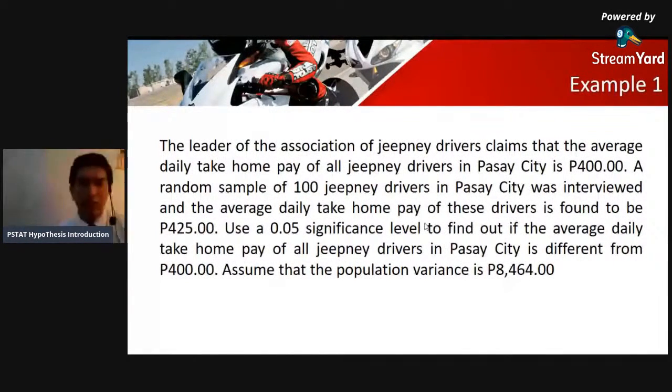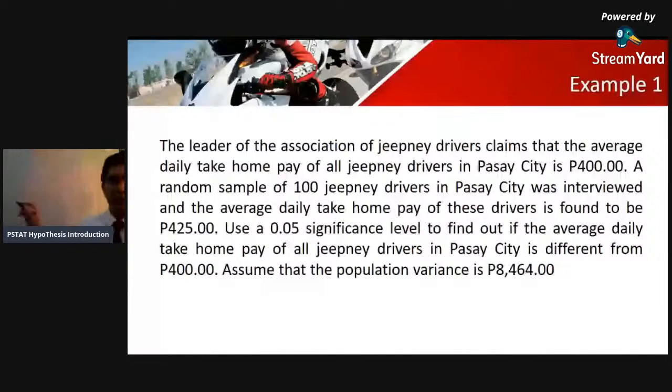A random sample of 100 jeepney drivers in Pasay was interviewed, and the average daily take-home pay of these drivers is found to be 425. Use a 0.05 significance level to find out if the average daily take-home pay of all jeepney drivers in Pasay City is different from 400 pesos. Assume that the population variance is 8,464. So let's try to identify what are the givens.